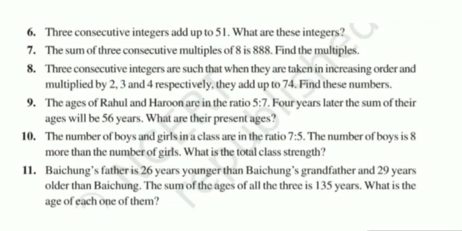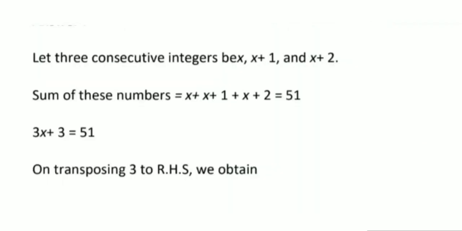Now let's see question number 6. 3 consecutive integers add up to 51. What are these integers? Let's see the solution. So suppose the 3 consecutive integers are x, x plus 1 and x plus 2. According to the question, the sum of these numbers is equal to 51. Means x plus x plus 1 plus x plus 2 is equal to 51. Now total 3x, and 2 plus 1 is 3. So 3x plus 3 is equal to 51.